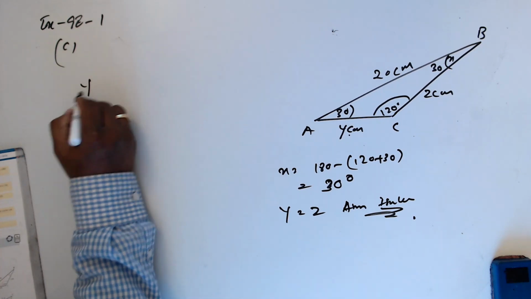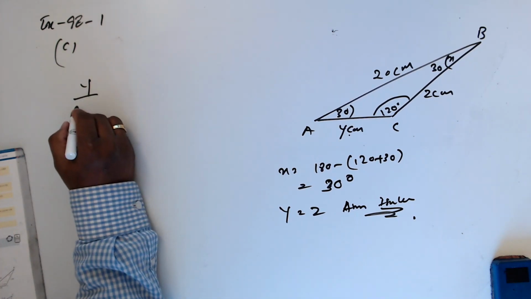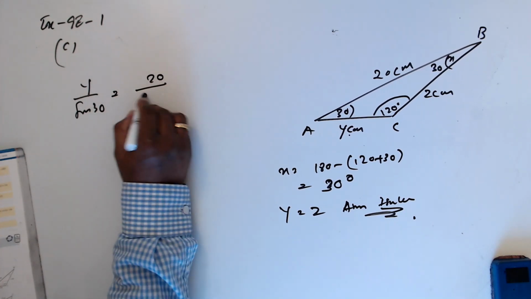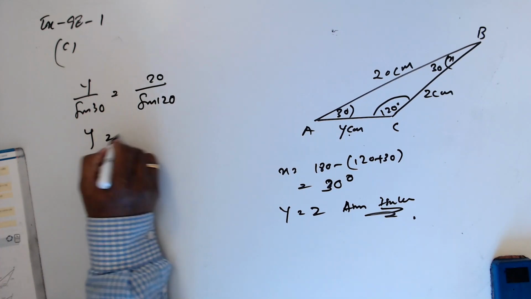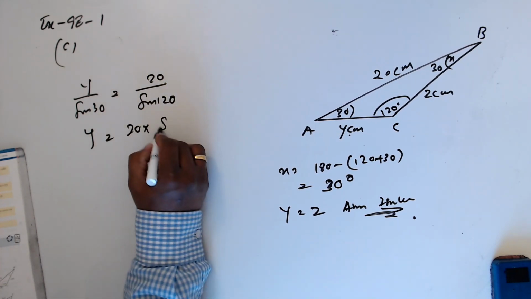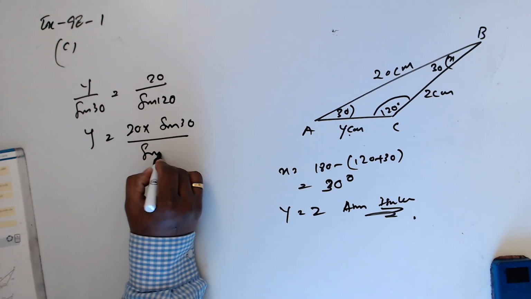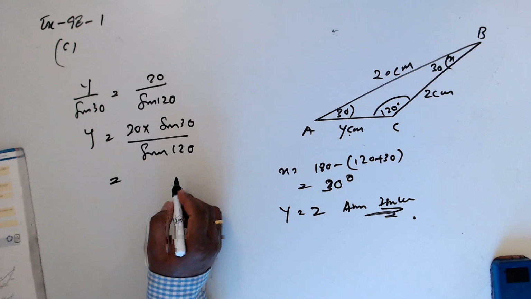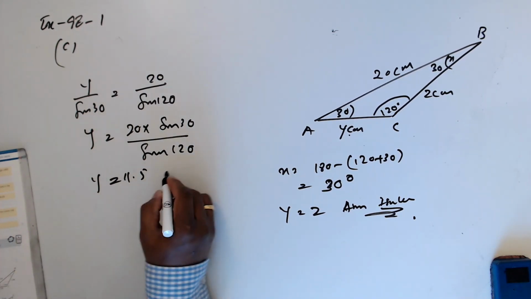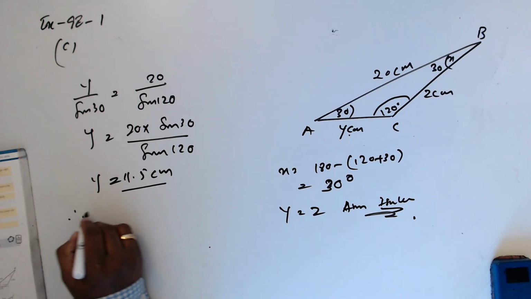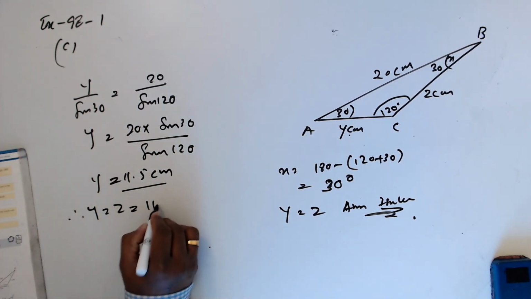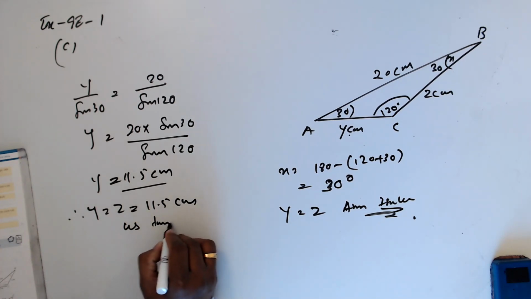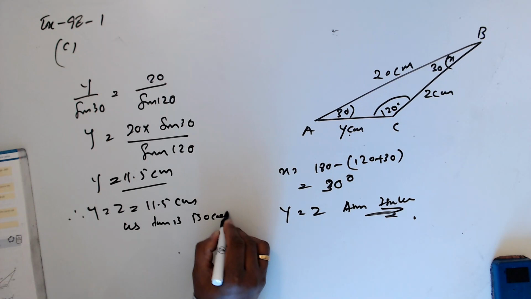So I'm going to use the sine rule: y over sine 30 equals 20 over sine 120. y equals 20 times sine 30 over sine 120. So y equals 11.5 cm. Hence y equals z equals 11.5 cm, as the triangle is isosceles.